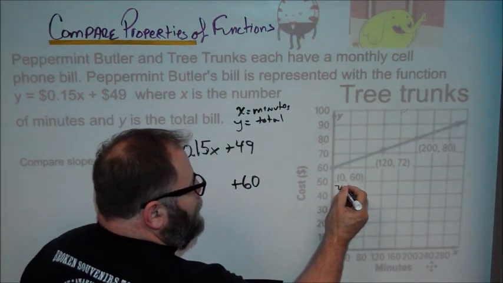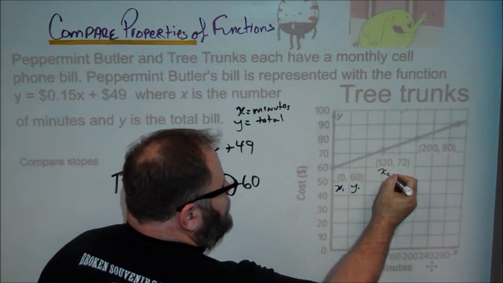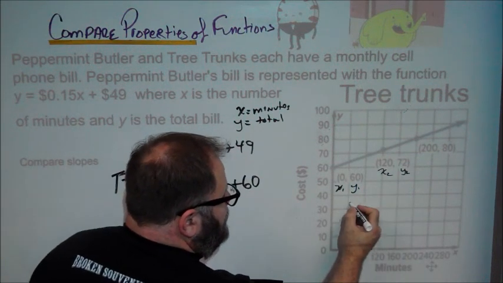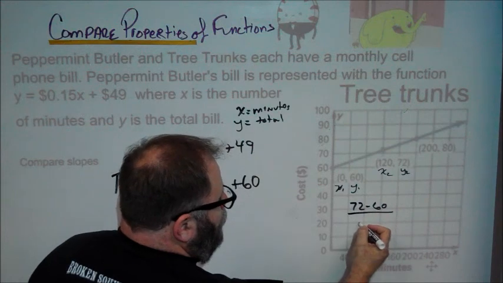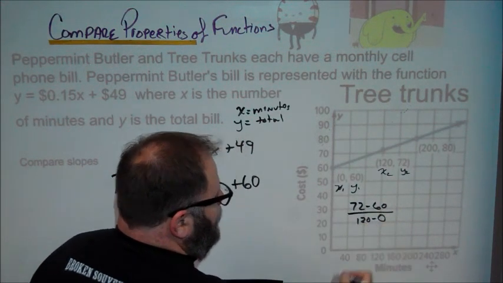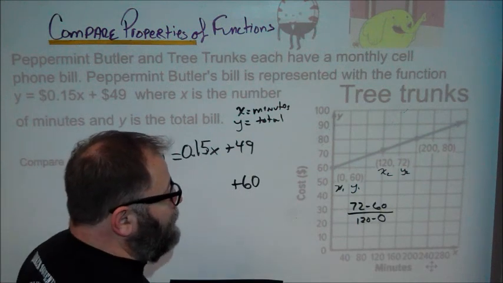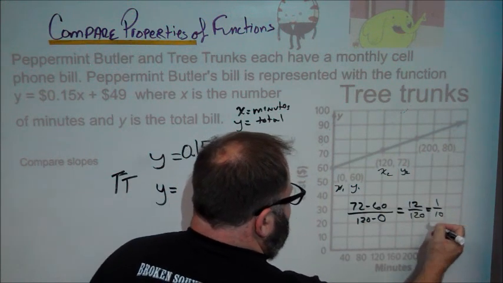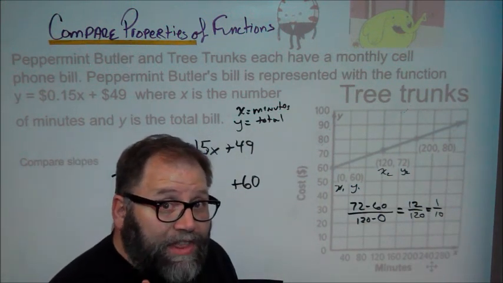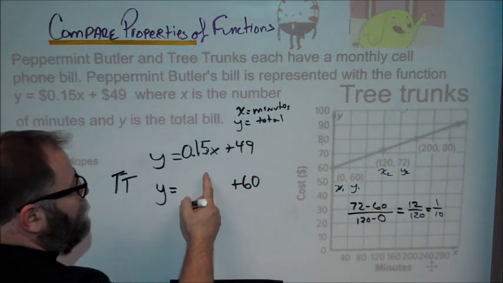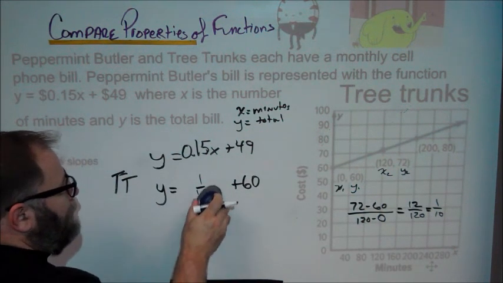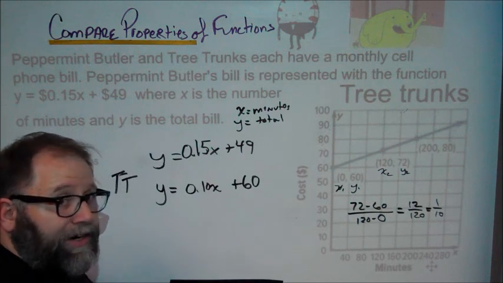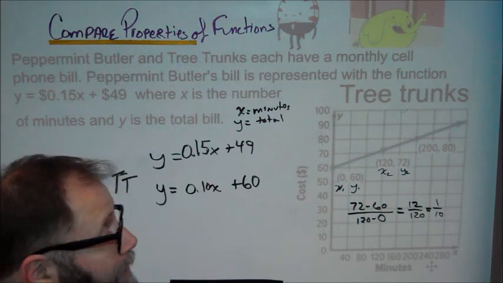Let's go back to our slope formula. So I've got x sub 1, y sub 1, x sub 2, y sub 2. Now let's do the math. I've got 72 minus 60 over 120 minus 0. That's going to give me 12 over 120, which is equal to 1/10. That's 1/10 of a dollar. So instead of me writing 1/10 the fraction here, let me write 1/10 the decimal, 0.1x. Now put the 0 in there just for fun so we know that it's a dime. Hello, it's money we're talking about here.